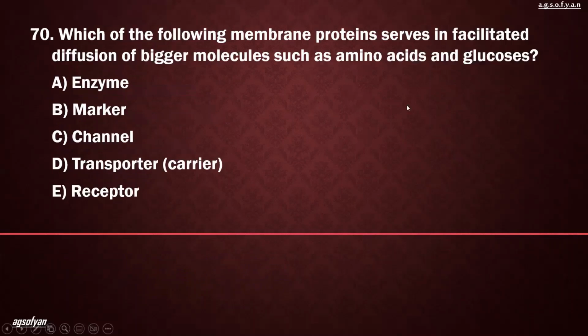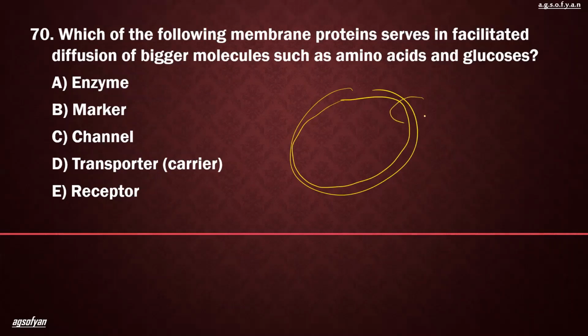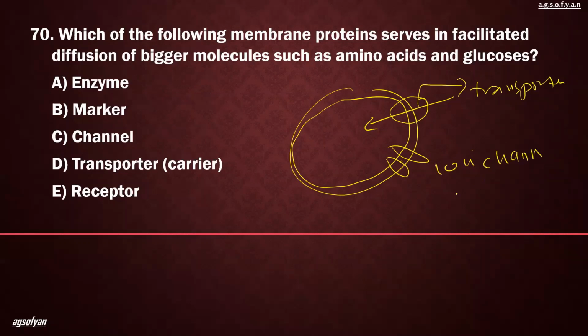Which of the following membrane proteins serve in facilitated diffusion for bigger molecules such as amino acids and glucose? In the cell membrane, you have different types of protein. One of them carries glucose inside. This one is called the transporter. So glucose and amino acids will use the transporter. Another one looks like a channel, called the ion channel. It will be used by ions to enter the cell.